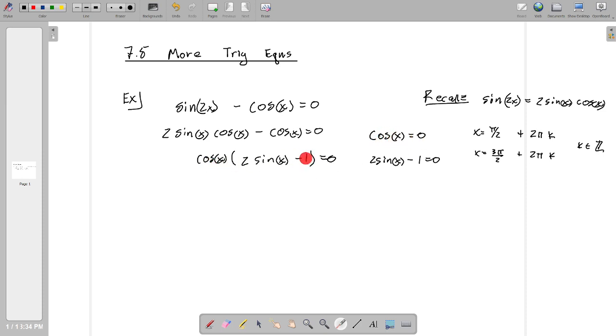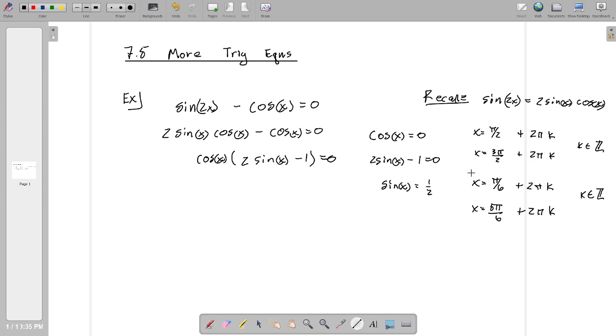But they solve this equation as well because if cosine is equal to 0, then this product is 0. So these are solutions to the entire equation, but what I mean is we need to solve this one now. So sine of x is equal to 1/2, and we did a lot of these last section. So we will have x is equal to pi over 6, and x is equal to 5 pi over 6. Now again, we need to add full circles after that, any number of full circles. So we have pi over 6 plus 2 pi k, and 5 pi over 6 plus 2 pi k. And again, k is an element of the integers.